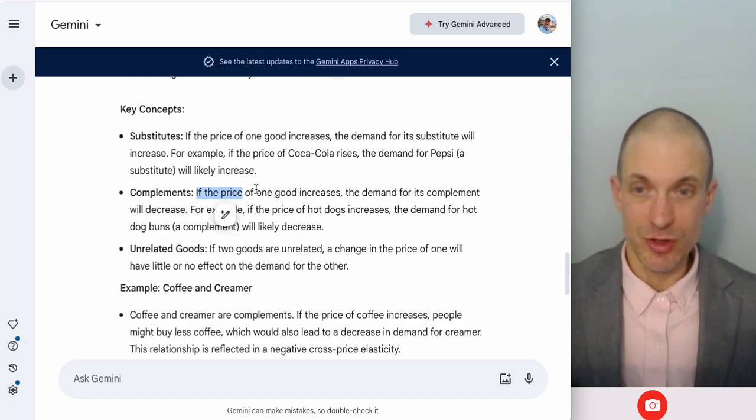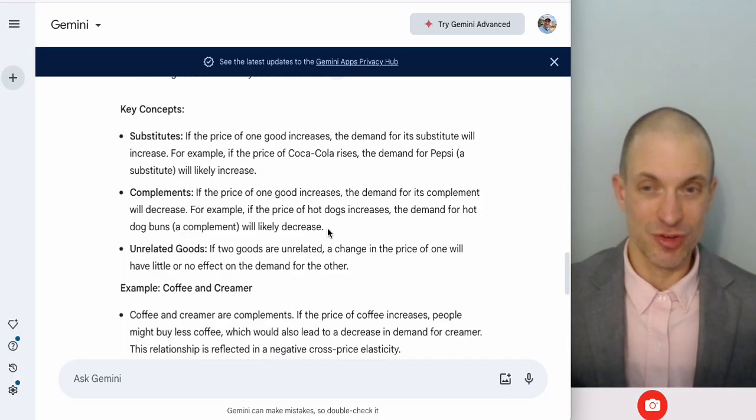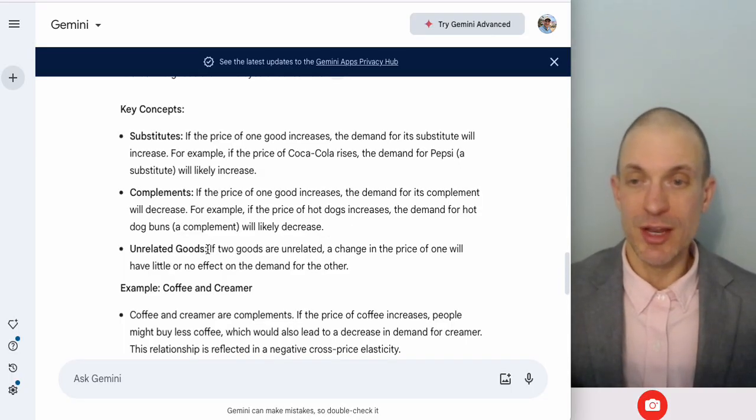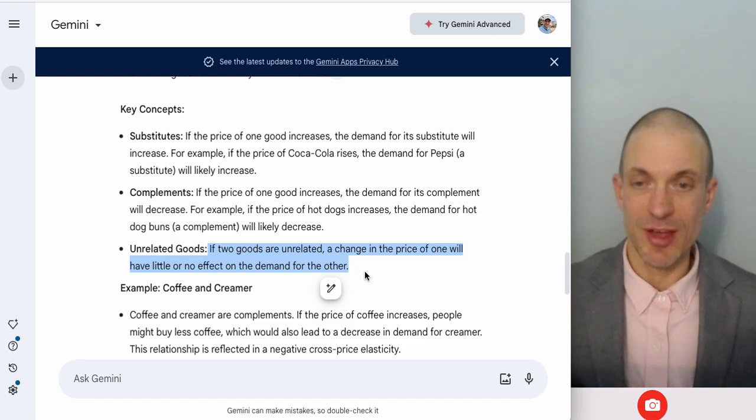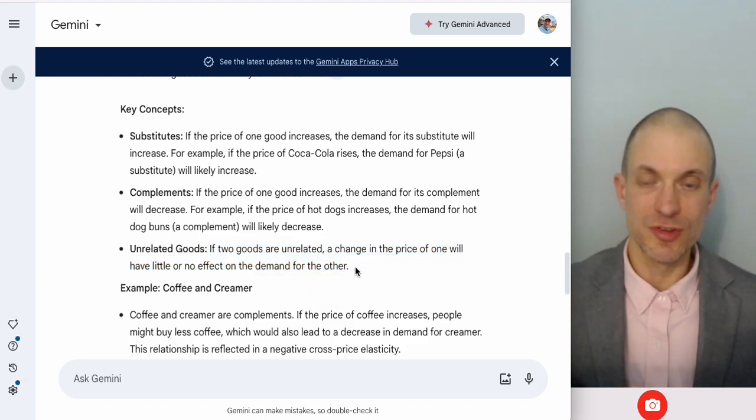Complements: if the price of one good increases, the demand for the complement will decrease. Yes. And we'll get a negative cross elasticity, which they should have said, but they didn't. For unrelated goods, the price of one good doesn't have any effect on the demand for the other. True. And we'd say the elasticity is 0 or close to 0.